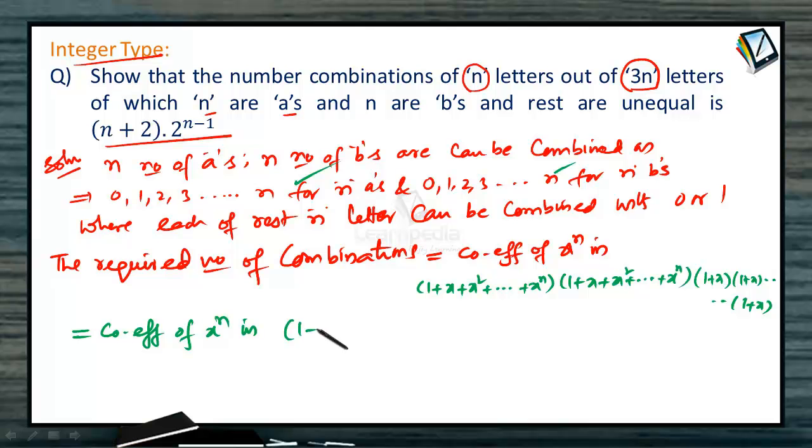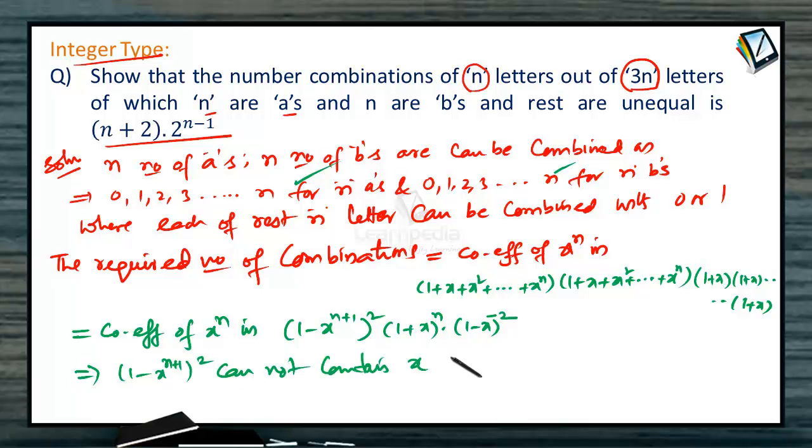If I multiply and divide by (1 - x), we get (1 - x^(n+1))^2 into (1 + x)^n, and similarly (1 - x), as it is multiplied twice, will get it divided, so let it be to the power of -2. So we'll find the coefficient of x^n in this expansion. But here (1 - x^(n+1))^2 cannot contain an x^n term.